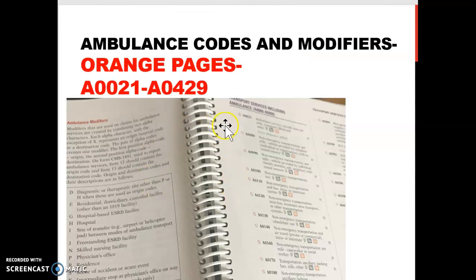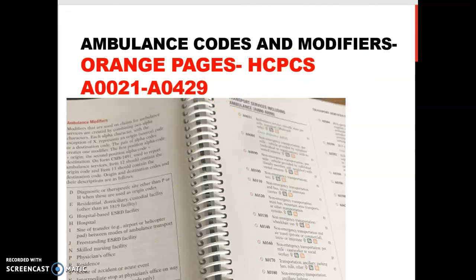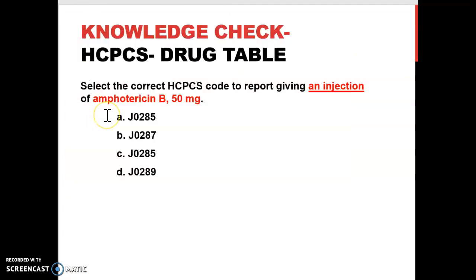Your codes for ambulances are on orange pages from A0021 to A0429 in your HCPCS manual. Don't forget that, okay? We're still in the HCPCS coding manual. We're not in the CPT coding manual. Let's do an example. So we have another scenario for an injection of amphotericin B, 50 milligrams. How do we find this?